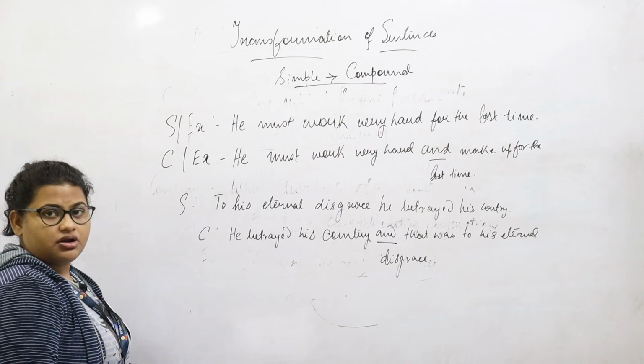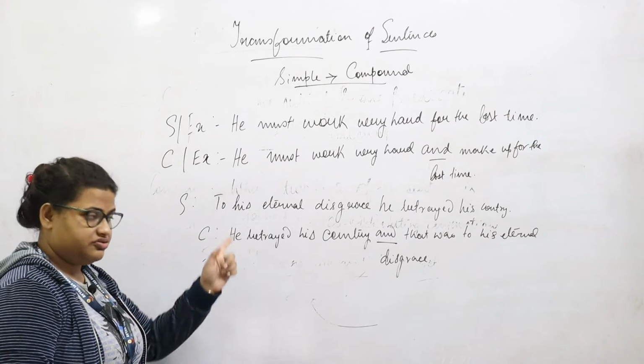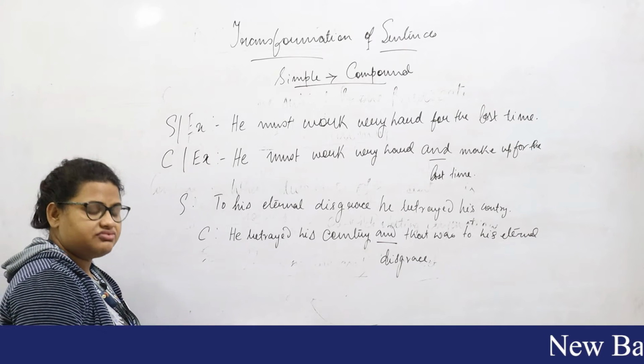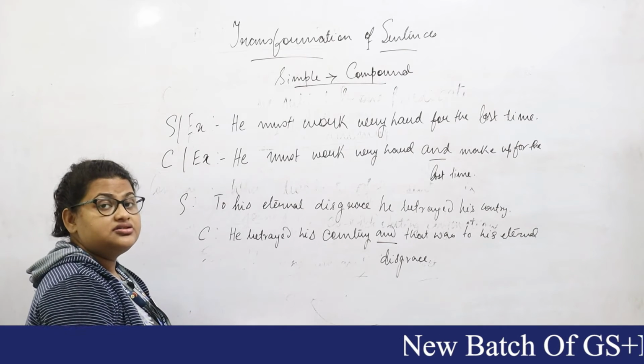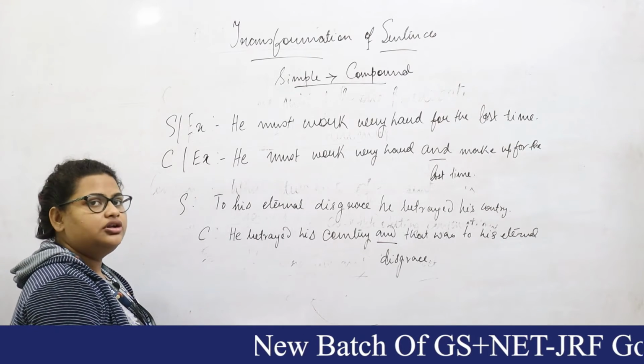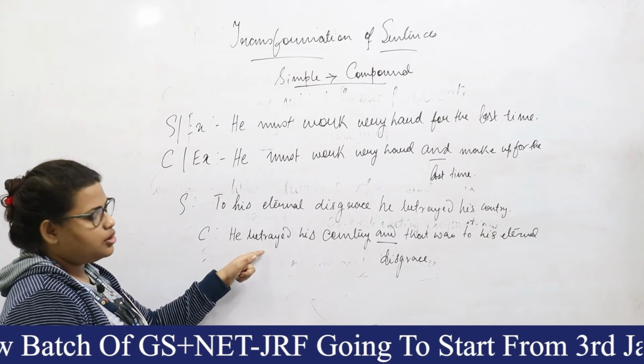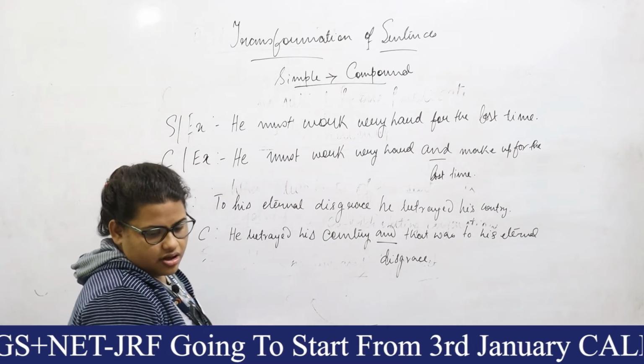Hence there is a principal clause, that is betraying his country, and since he betrays his country, he is of eternal disgrace. He is someone who is disgraceful. Hence that is a subordinate or the dependent clause, and betraying his country is the principal or the primary clause.